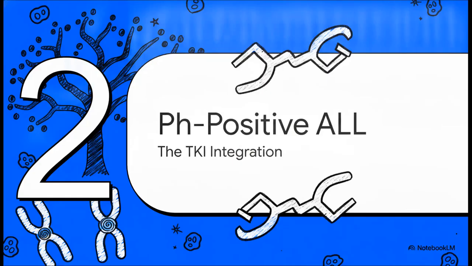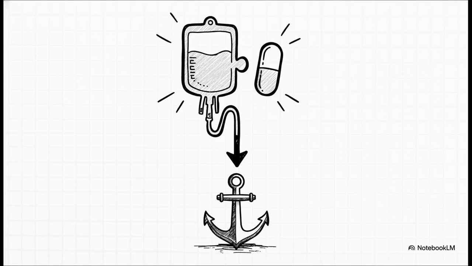Once we've got our lineage and maturity locked in, we immediately start looking for our most important genetic marker. And that brings us to Section 2, tackling Ph-positive ALL and the TKI integration. This right here is our first major branching point. The presence or absence of the Philadelphia chromosome completely alters the trajectory of our patient's care plan. If a patient is Ph positive, combination strategies are the absolute standard of care.